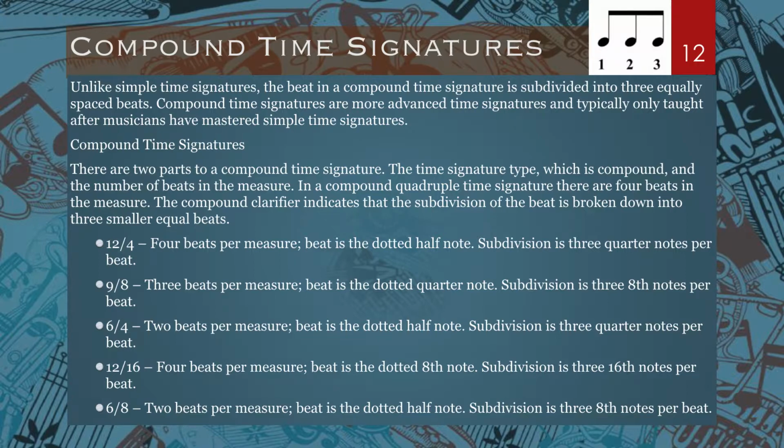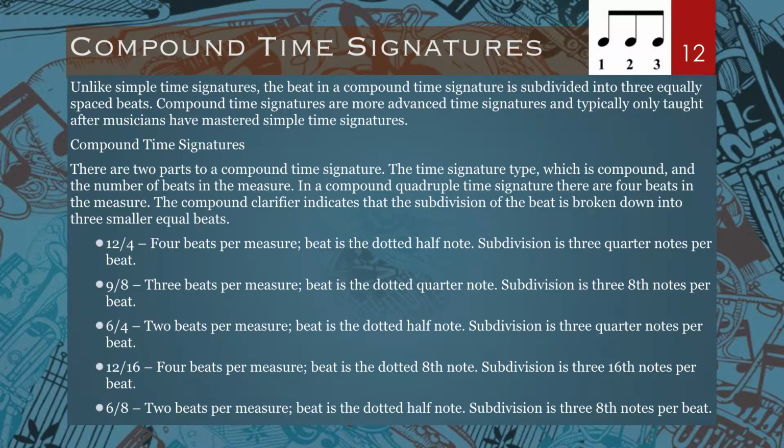So there are 2 parts to a compound time signature. The time signature type, which is considered compound, and the number of beats in the measure. In a compound quadruple time signature, you'll have 4 beats in the measure.